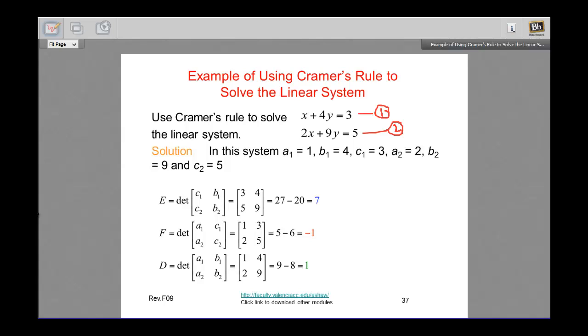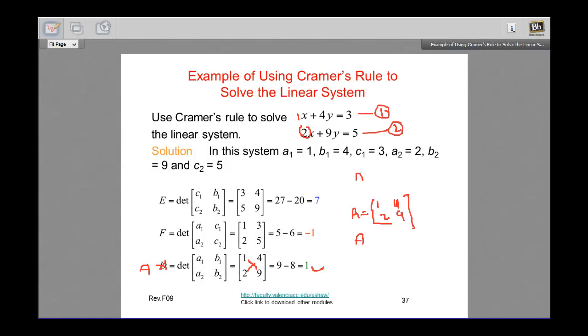First of all, I will write the value of determinant of a. Determinant of a is equal to the coefficients of these equations. The coefficient of x is 1 in the first and 2 in the second. So we can write the determinant of a as 1, 2 and 4, 9. A is equal to 1, 4, 2, 9. Just multiply it: 9 minus 4 times 2, that is 8, which is equal to 1.